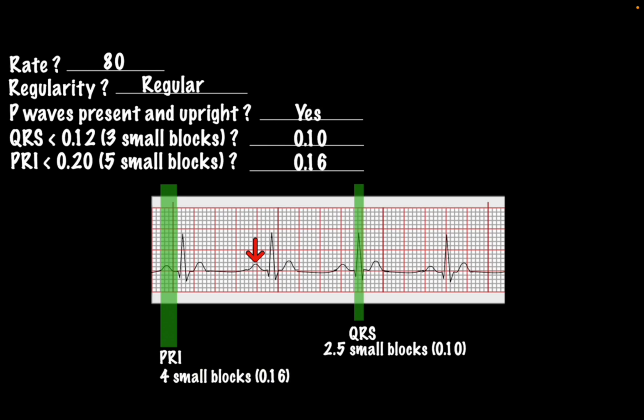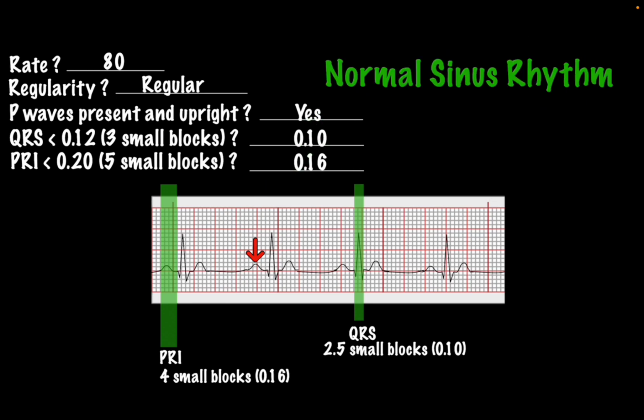So the rate is normal. The regularity is regular, which is normal. The P waves are present. They're upright. Got one for every QRS complex. My QRS is less than 0.12 and my PRI is less than 0.20. Everything on this looks normal. There's only one rhythm that meets that criteria of all 5 of these questions being normal, and that is normal sinus. Now let's see what we have next.